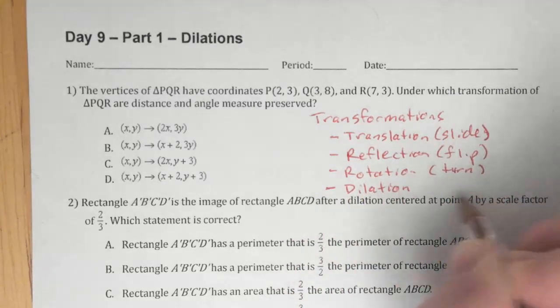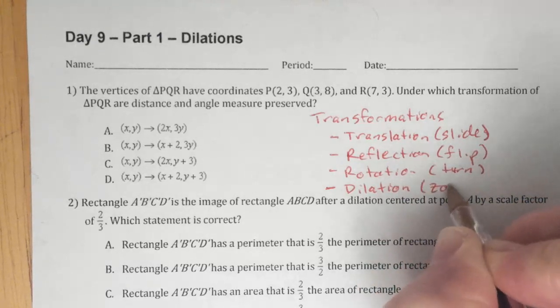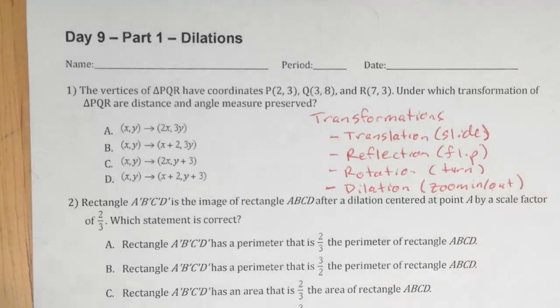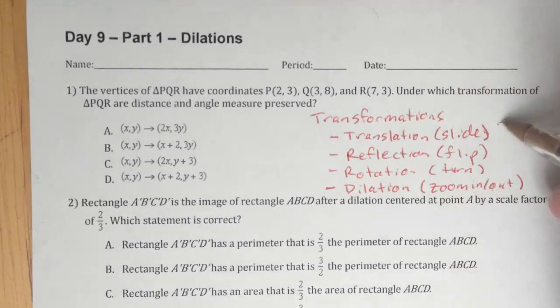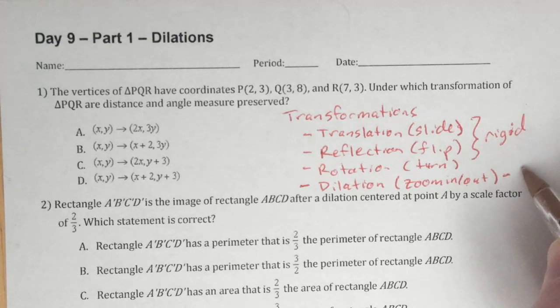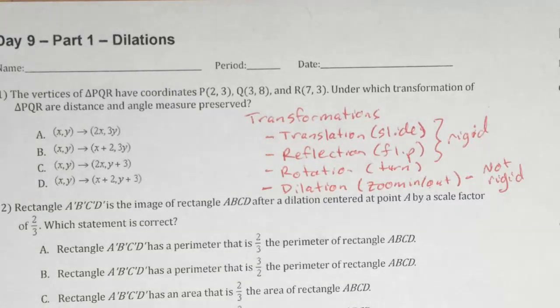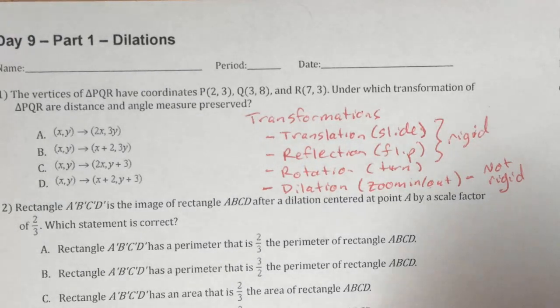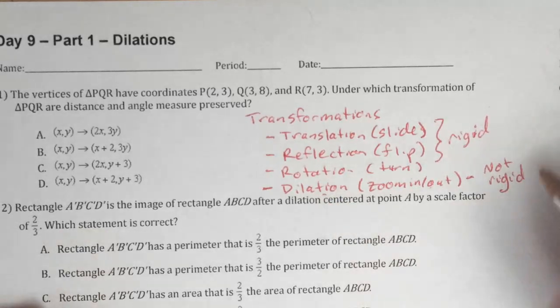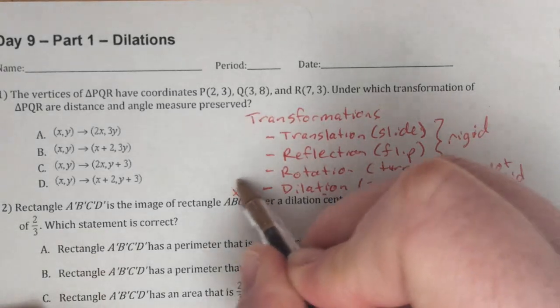Guess which one we're talking about today? Dilation, which is zoom in or out, where it gets bigger or smaller. Now these three right here are rigid, meaning that they keep the same size and shape. This one is not rigid. This is the only one that's not rigid because it gets bigger or smaller depending on the situation. Now, dilation happens when you multiply or divide by a number. So that's when you are multiplying or dividing.